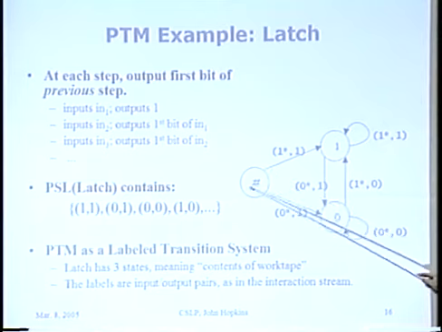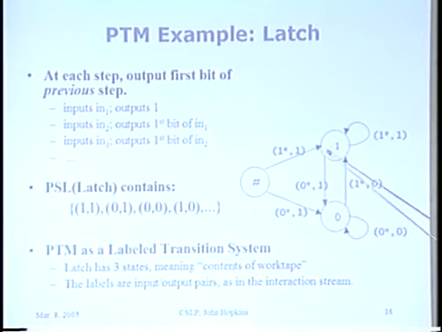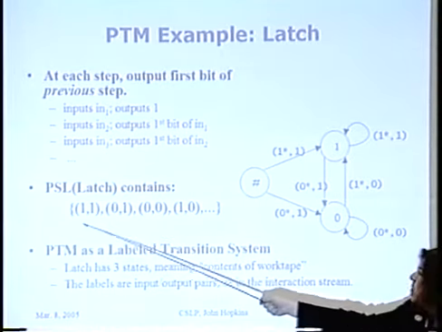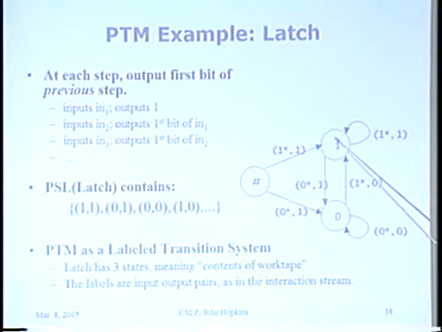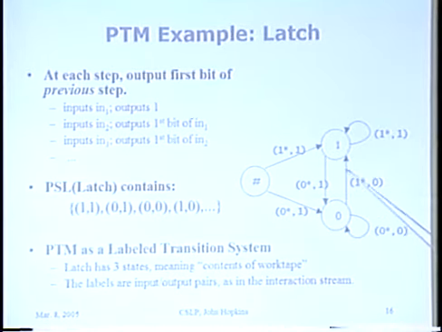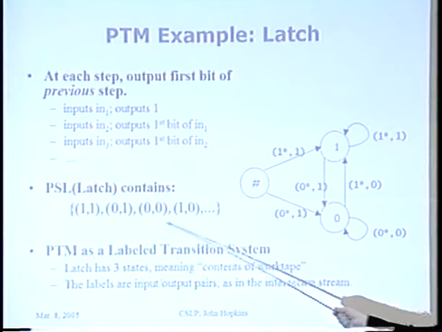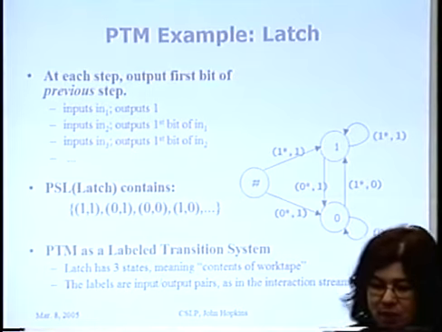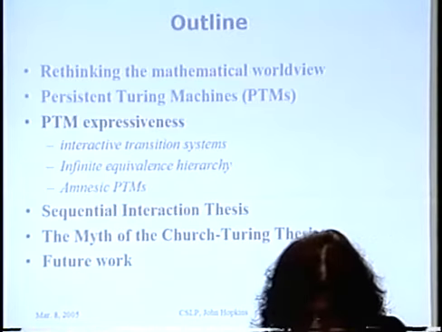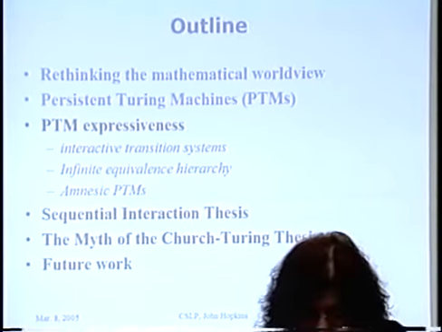And if you follow this system, here we have a possible string. So if you follow the system, you have 1, 1, then you have 0, 1, then you have 0, 0, and then you have 1, 0. So the streams in the persistent stream language of a PTM correspond to sequences of labels on the edges of this transition system. Okay?